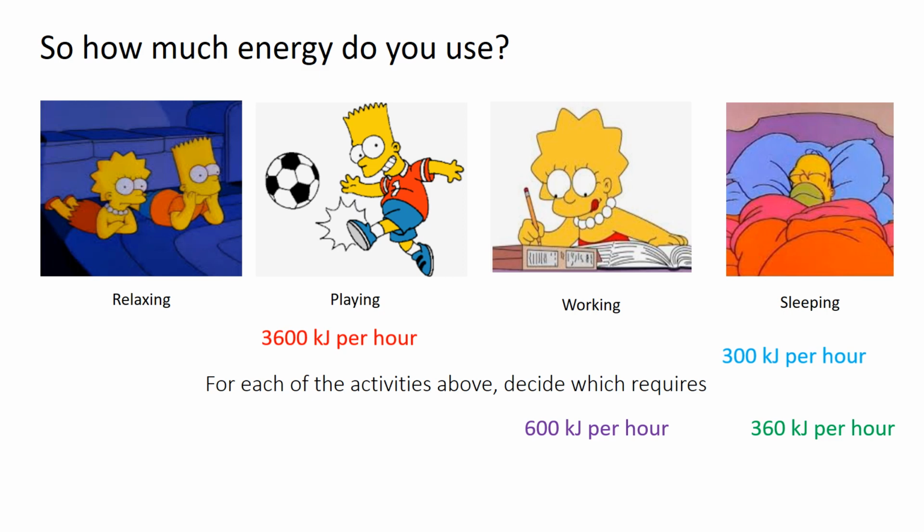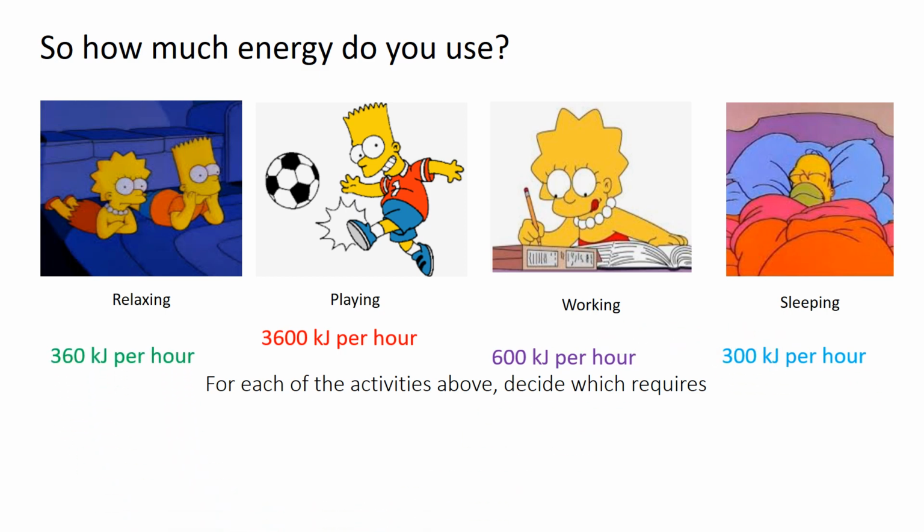Remember, when you're asleep, you still breathe, you still move, and you still make noise. Yes, you probably snore, even if you don't know it. So what was going to be next? 600 kilojoules per hour for working. So you've got your brain doing lots of activity there, as well as your hand writing, your eyes looking at the page, taking in all that knowledge. And finally, probably one of your favourite activities is relaxing. It's 360 kilojoules per hour.